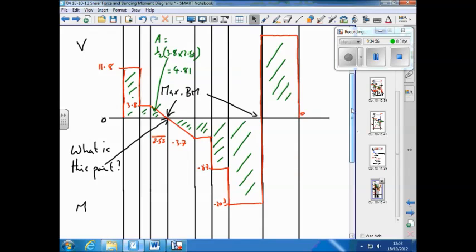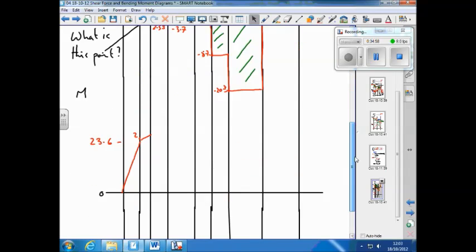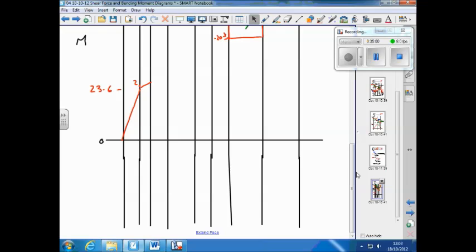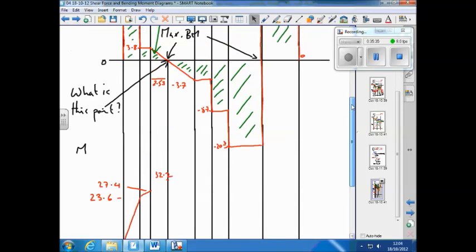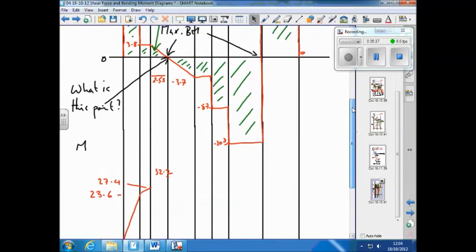So we need to go up by 4.81 because it's a positive. So we're going to go up by 4.81 to get to 32.2. But how do we get there? It's not going to be a straight line because it's a UDL. Look at the gradient. This gives us a clue.